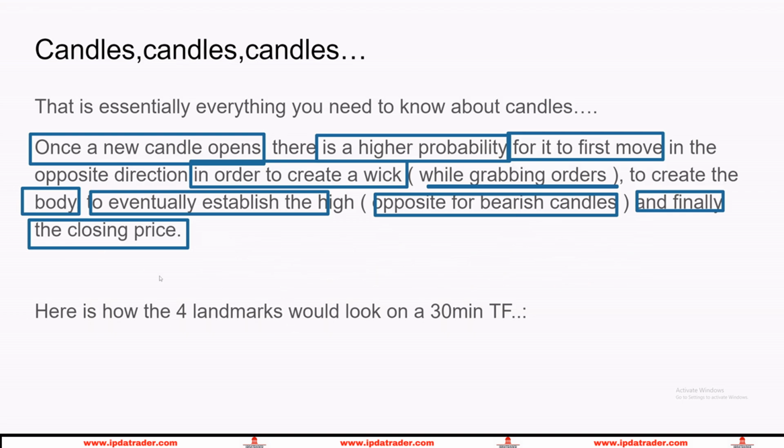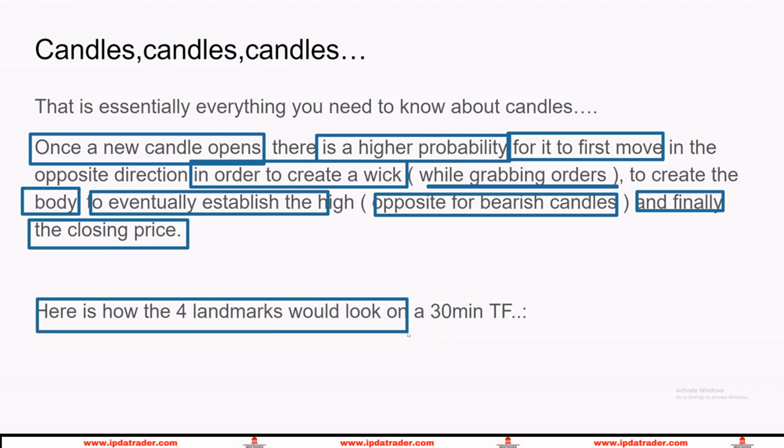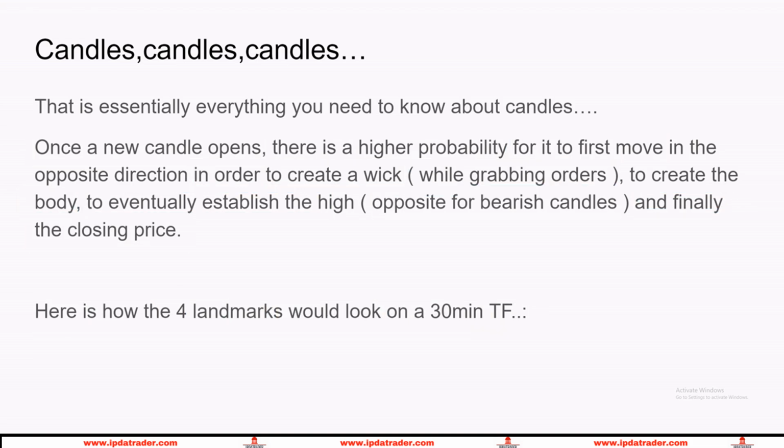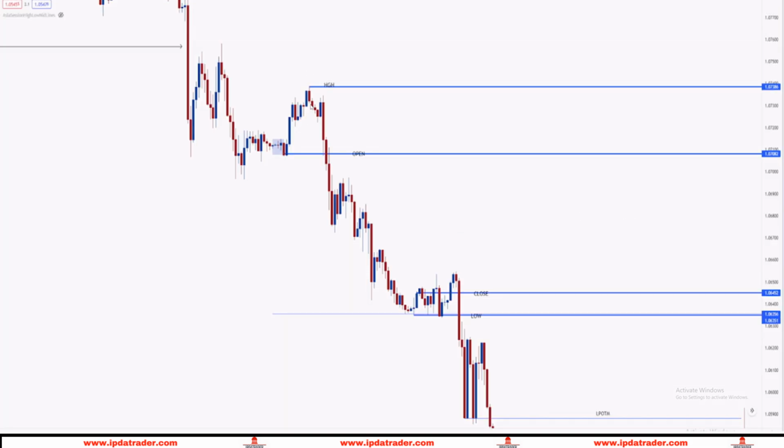Now, here is how the four landmarks would look on a 30-minute time frame. Just another blank, plain, simple example. This is just another day. This is your Sydney range, which is the ending of the daily candle. This is where your new daily candle opens, right over here.